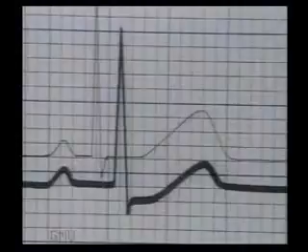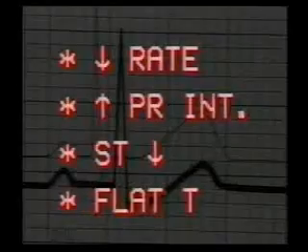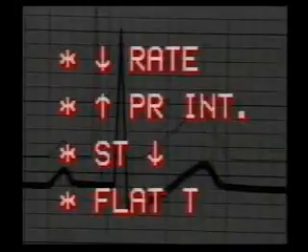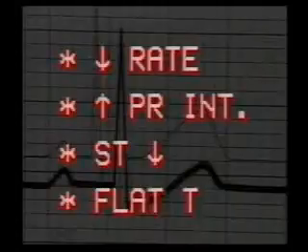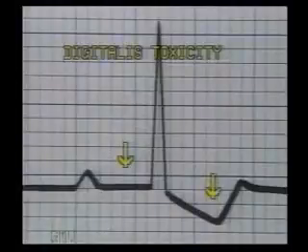The QRS complex is normal. The ST segment shows 1 mm depression and the T wave is upright but flattened. This is an effect of digitalization: slowing of heart rate, prolongation of PR interval, slight ST segment depression and reduced amplitude of the T wave. Now we will see what happens with overdosage of digitalis or digitalis toxicity.